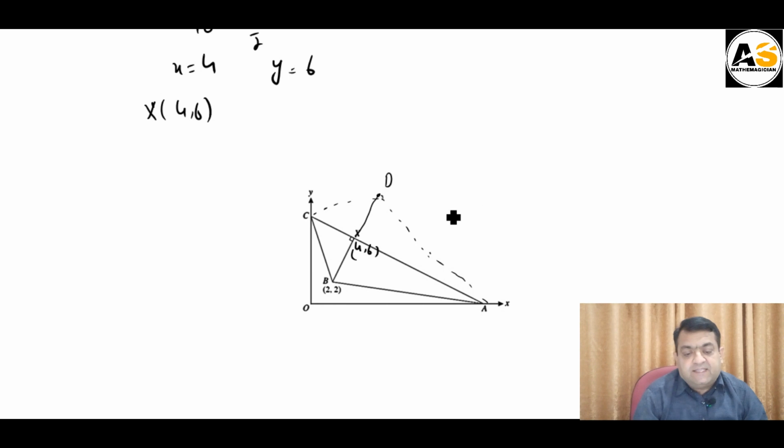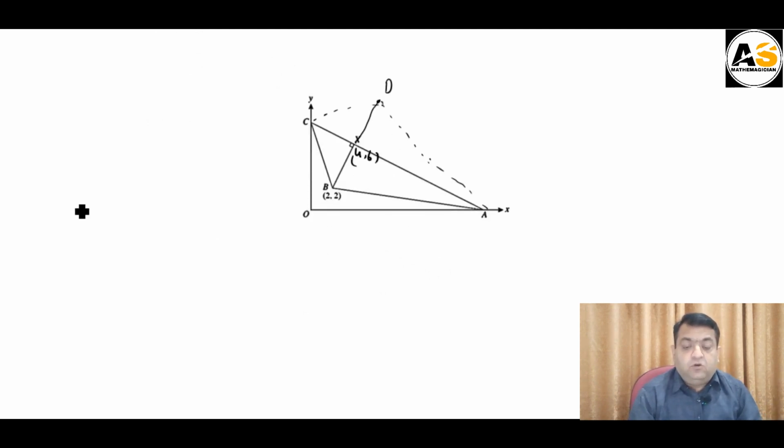So if AC is the axis of symmetry and BD is perpendicular to AC, it means that X is the midpoint of B and D. So we can find the coordinates of D very easily. Coordinates of B are (2, 2). Coordinates of midpoint are (4, 6). This is D. Let D be (x, y).